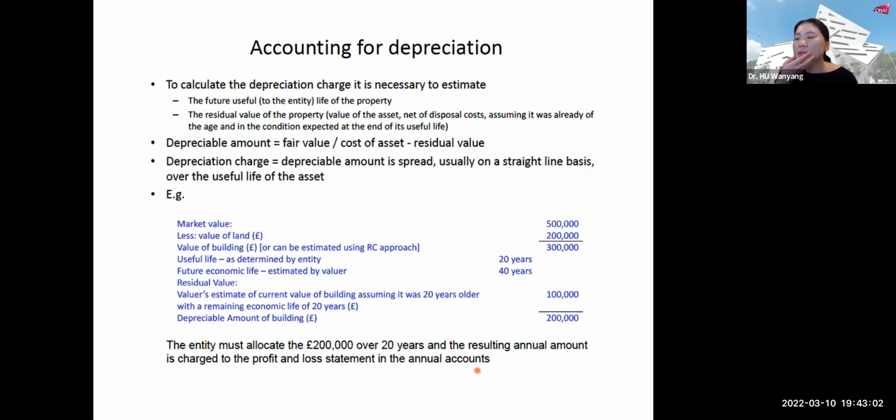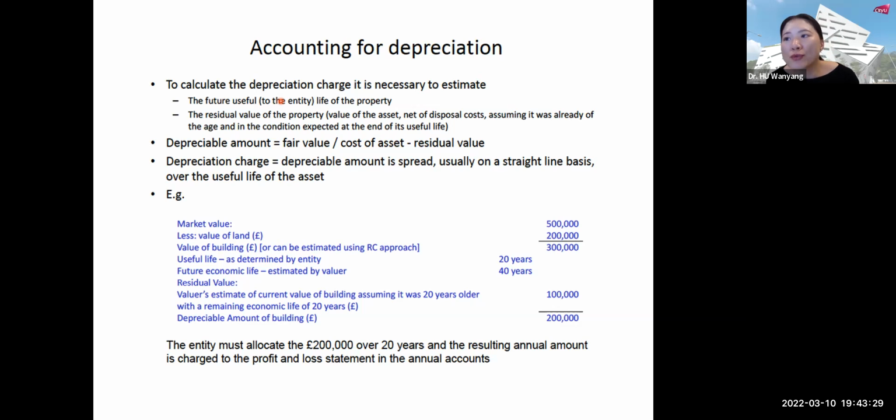Of course, you need to estimate, to have a rough estimate of the future life of a property. For example, you have a building that was built, let's say, in 1999. You need an estimate of how many more years the property can still be used. This is necessary to calculate the depreciation rate.